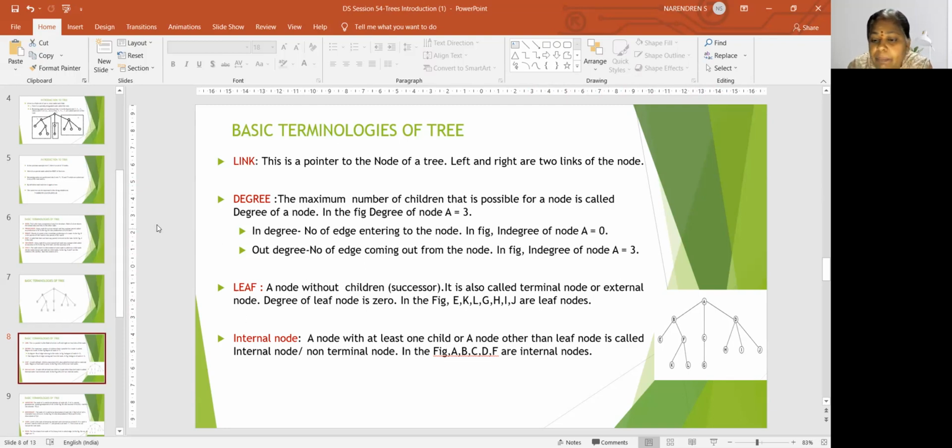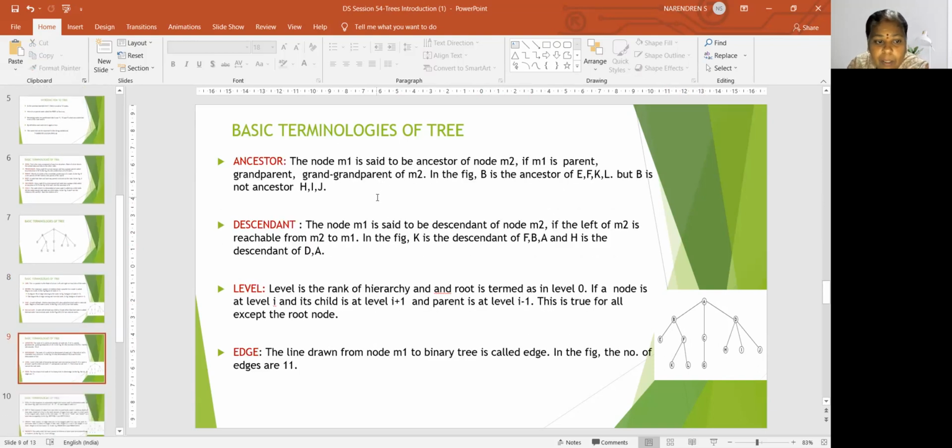Out degree. What do you mean by the out degree? The number of edges going out from the node. For example, from A, B, C, D, three nodes are going out. So this is the out degree of A. Similarly, the in degree of B is 1, because of A to B, and the out degree of B is 2, because E and F are there. Similarly, we can see all the in degrees and out degrees.